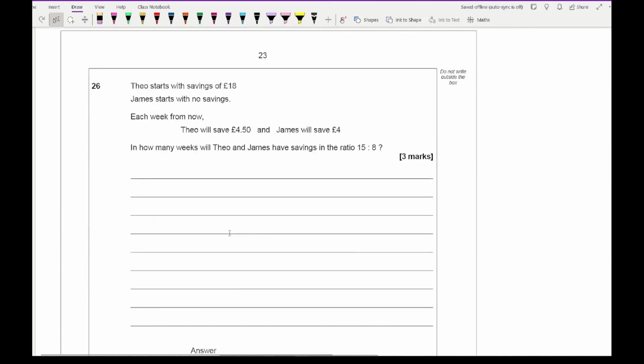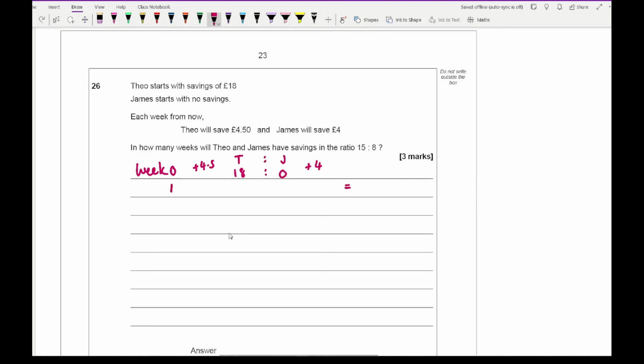So question 26 says, Theo starts with savings of £18. James starts with 0 savings. Each week from now, Theo saves £4.50 and James saves £4. In how many weeks will Theo and James have savings in the ratio of 15 to 8? Now for this, at week 0, we've got Theo and we've got James. Here in week 0, Theo's got 18 and James has got 0. For Theo, we're going to add 4.5, and for James, we're going to add 4. And what we're going to look for is a ratio of 15 to 8.